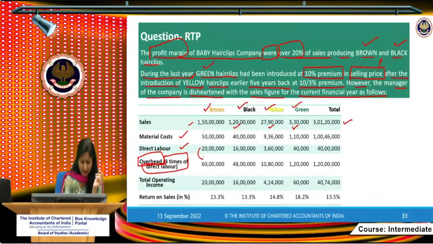Multiplying this by 3, we get 60 lakh. 16 lakh into 3, we get 40 lakh. These figures are multiplied by 3, so this information we have is already given.